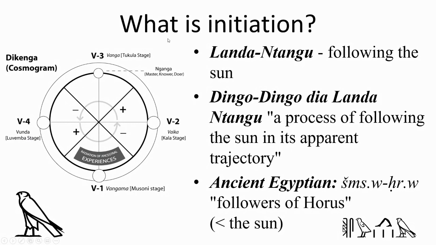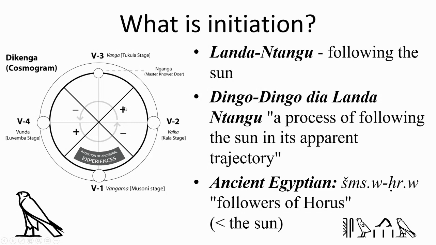So the phrase used for initiation in Kikongo is Landa Ntangu, following the sun. So when we Landa Ntangu, following the sun, this is what we're doing here. That word Landa means follow, and Ntangu is the word for sun. Or you can say dingo dingo dia Landa Ntangu. So dingo dingo is a word for process, sometimes a system. And so it's the process of following the sun in its apparent trajectory.